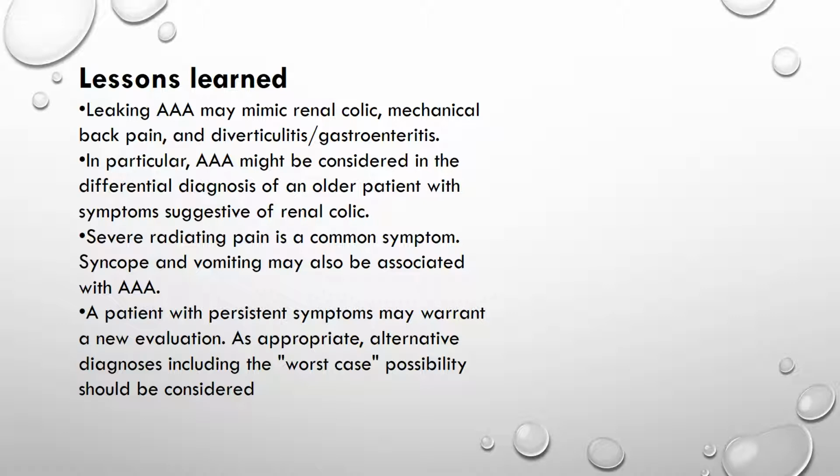Lessons learned from this particular case: a leaking AAA can mimic renal colic, mechanical back pain, diverticulitis or gastritis. In particular, AAA might be considered in the differential diagnosis of an older patient with symptoms suggestive of renal colic. Severe radiating pain is a common symptom, and syncope and vomiting can also be associated with AAA. A patient with persistent symptoms may warrant a new evaluation as appropriate. Alternative diagnoses include the worst case possibility that should be considered, as I stated earlier.